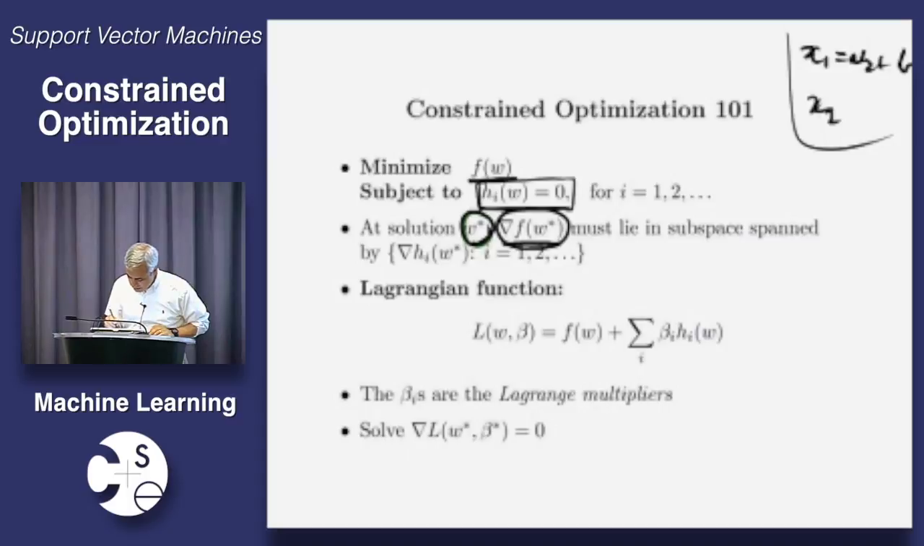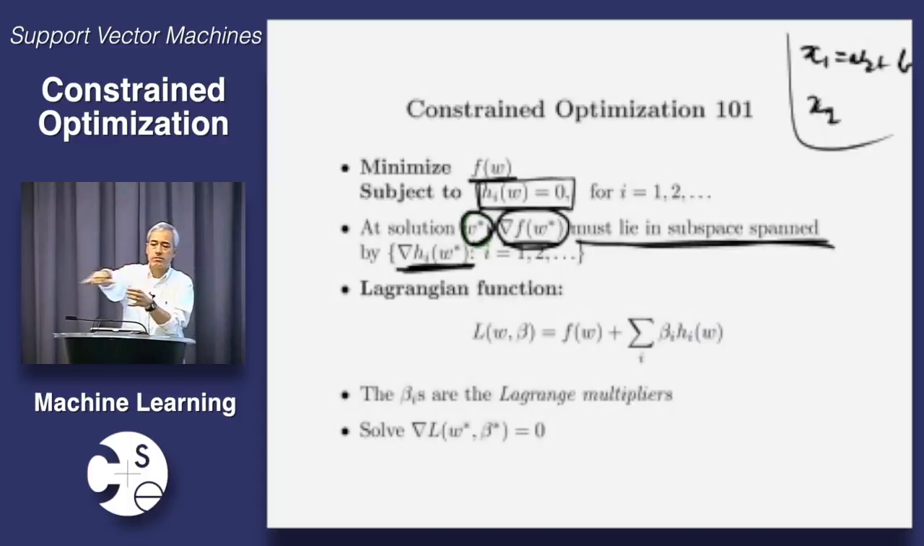this gradient must lie in the subspace spanned by the gradient with respect to each of the functions. It has to be a linear combination of them. It has to be in that plane such that it's perpendicular to my constraint surface. This is the key thing. So this is what we're looking for.